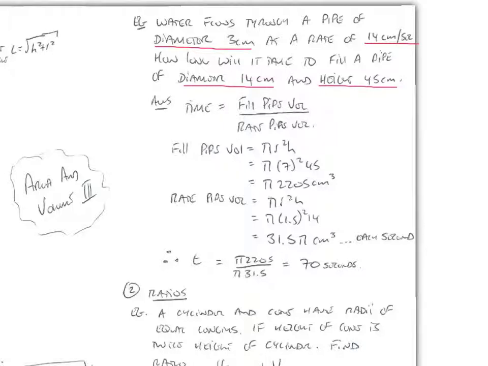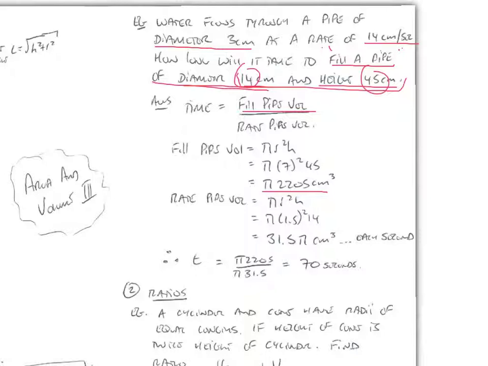Well, the time taken is equal to the fill pipe volume divided by the rate pipe volume. So what is the fill pipe volume? Well, the volume of the pipe or cylinder is pi r squared h, and we see here we need to find how long it would take to fill a pipe of diameter 14. So this is my fill pipe that I'm referring to, and these are its dimensions. So we have pi times half of 14, which is 7, squared, times the height 45. So the fill pipe volume is 2205 pi centimetres cubed.